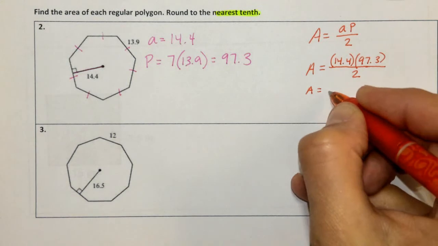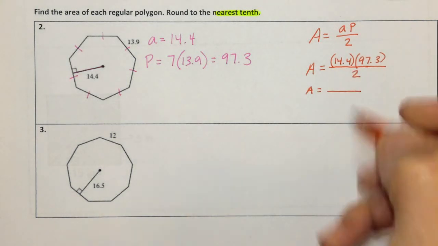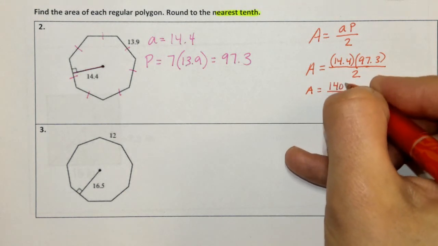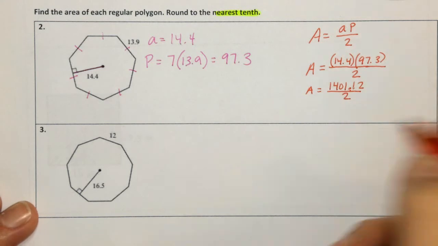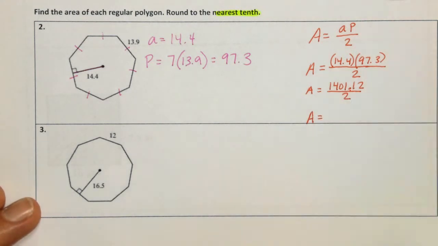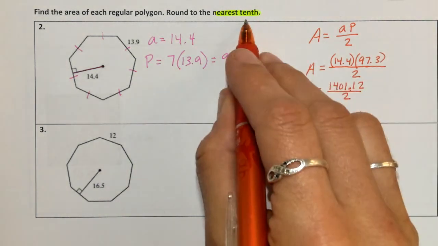I'm going to take my baby steps here. I'm going to go ahead and multiply 14.4 times 97.3. I'm going to get 1,401.12, all divided by 2. And here at this point, we divide that by 2, and we're going to get 700.6, rounded to the nearest tenth. Okay?